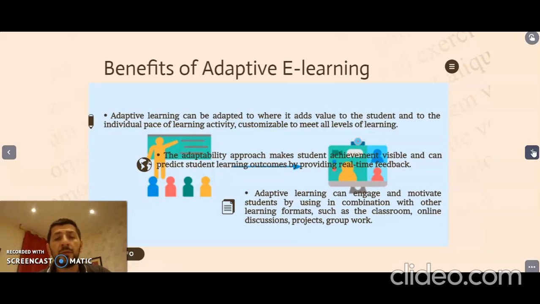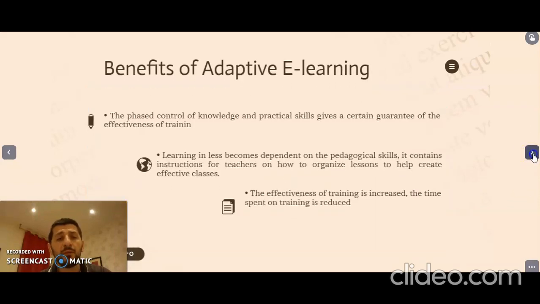The adaptive approach makes students' achievement visible and can predict students' learning outcomes by providing real-time feedback. Adaptive learning can engage and motivate students when used in combination with other learning forms, such as the classroom, online discussion, projects, and group work. Continuous control of knowledge and practical skills gives a guarantee of the effectiveness of training.